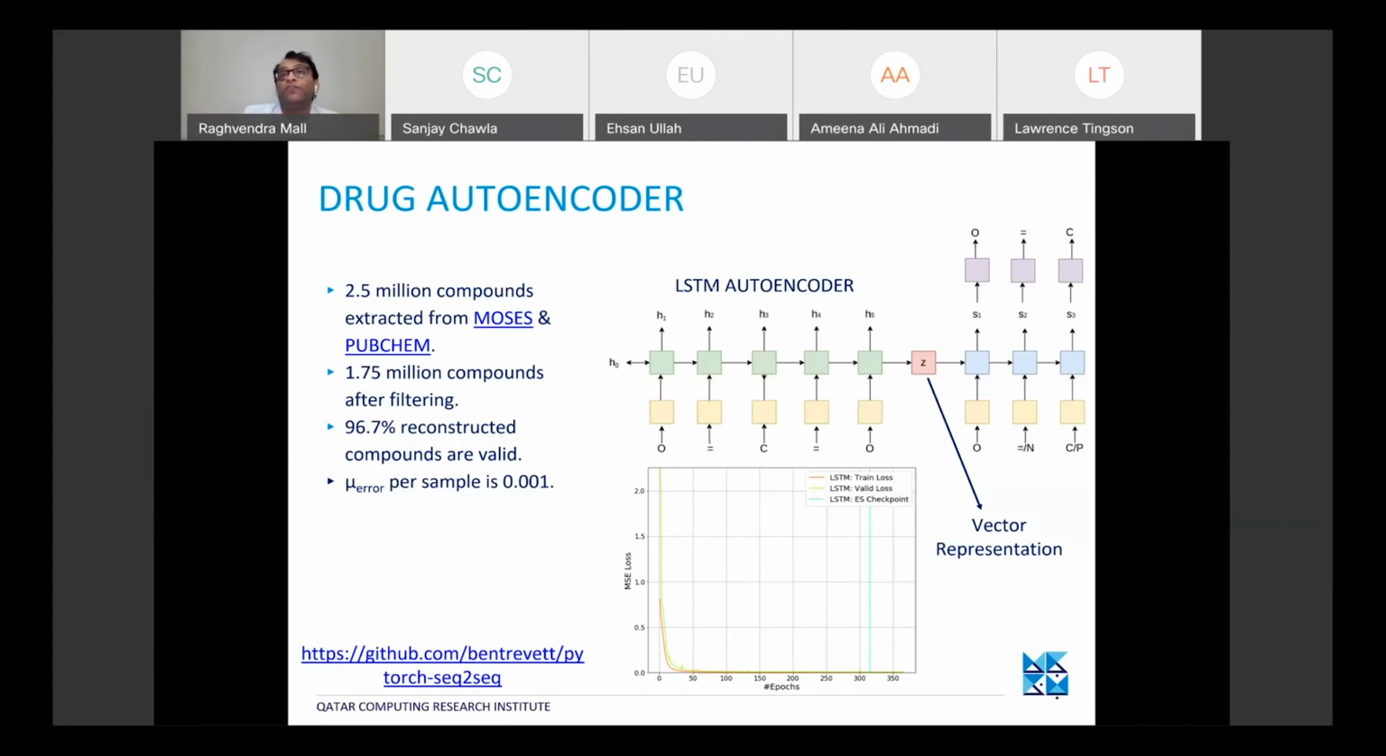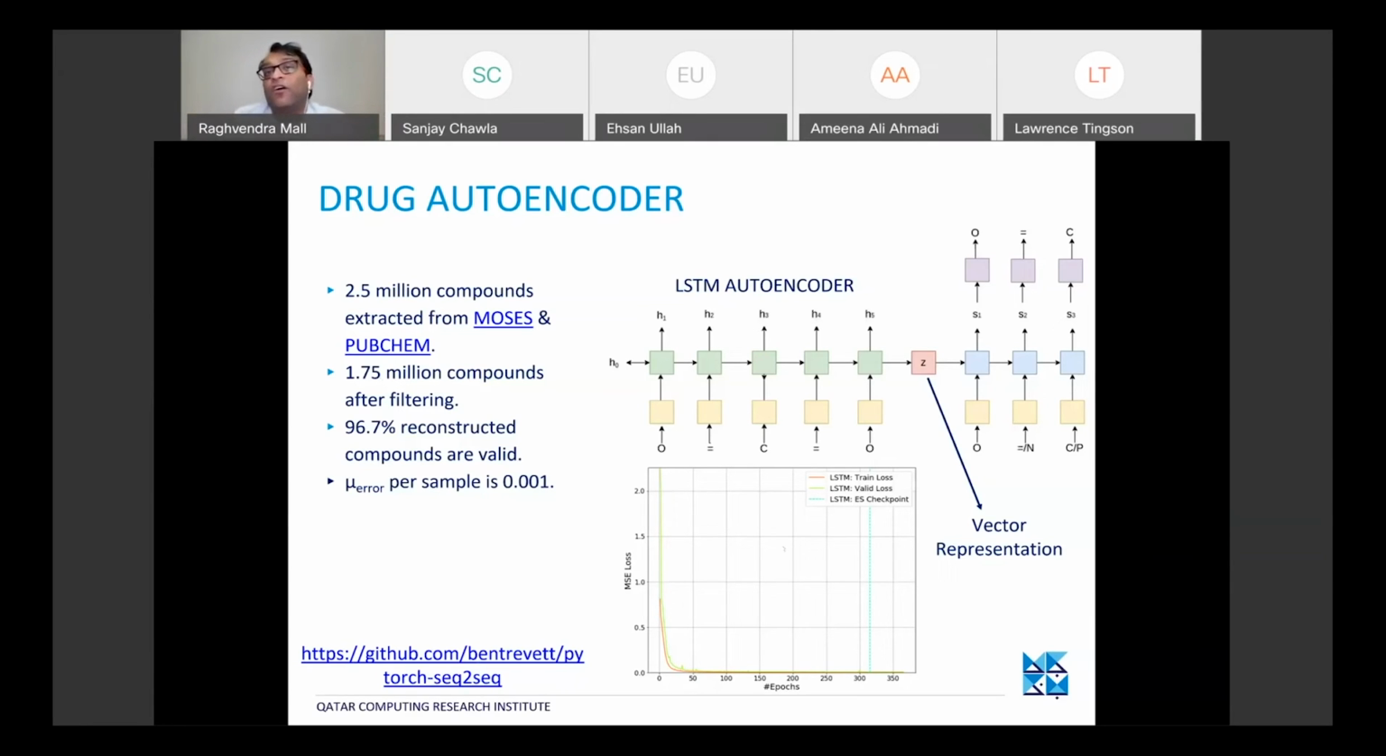So for doing that, we use an LSTM based autoencoder. Initially, we use databases like Moses and PubChem to get 2.5 million compounds. We screen for compounds having salt bridges and compounds whose SMILES structures have more than 120 characters, which are basically large compounds. We remove them, and after filtering, we do this procedure of reconstruction.